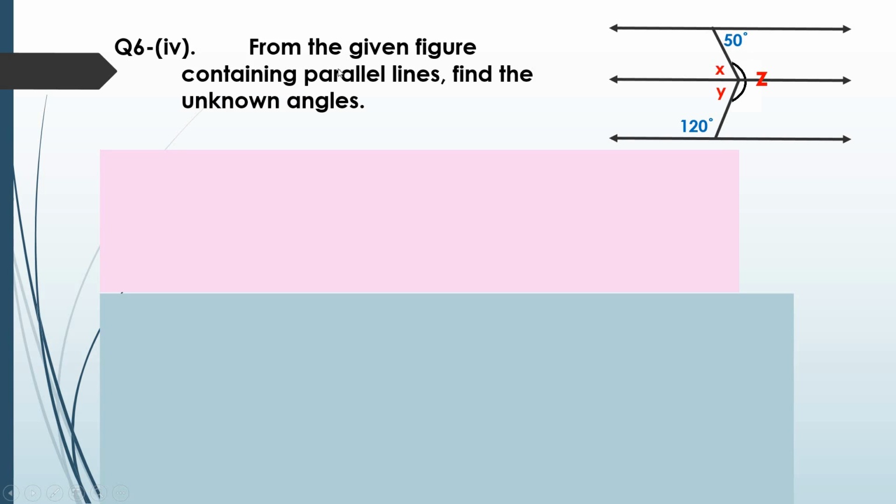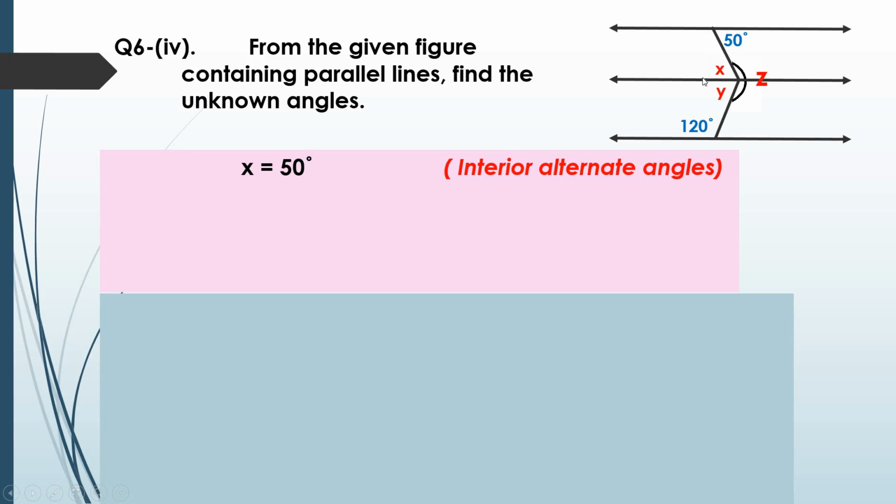Let's take one more question over here. From the given figure containing parallel lines, find the unknown angles. So what are the unknown angles? X, Y, and Z. And the given angles are 50 degree and 120 degree. Now let us use the properties of a transversal and parallel lines, because these lines are parallel lines. So here we can say that X is equal to 50.